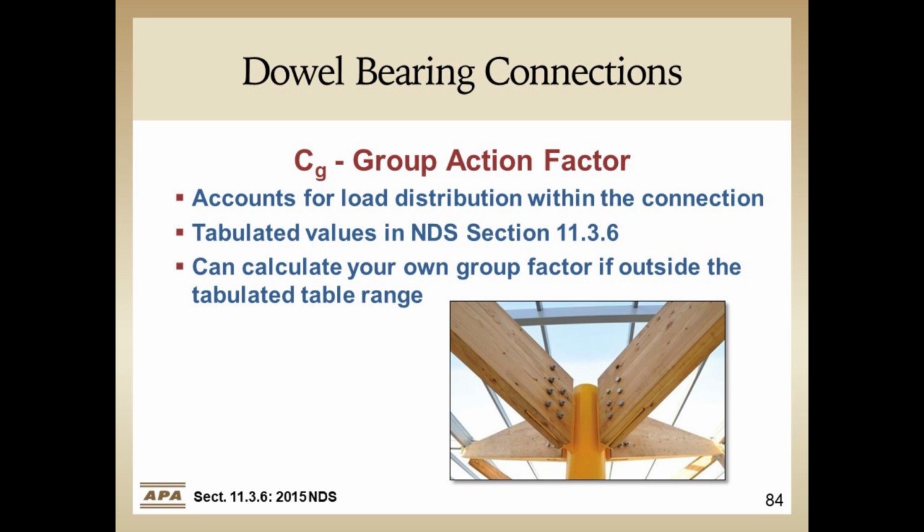The group action factor provided in the NDS for connections involving large diameter fasteners often causes a lot of confusion. This factor accounts for load distribution within the connection. Nominal lateral design values for bolts with D less than or equal to 1 inch or lag screws in a row are multiplied by this group action factor. There are two ways to determine the group action factor. You can use the tables in NDS, or you can again calculate your own group action factor, especially if they're outside the tabulated range.